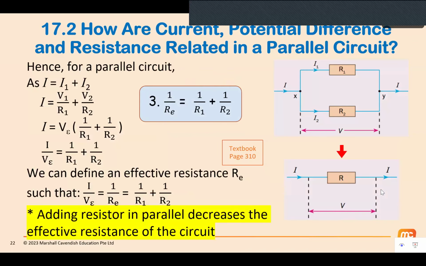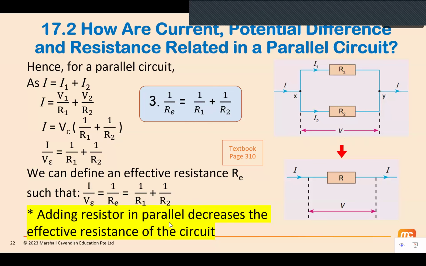And then lastly, how do I calculate? How do I combine these two resistors in parallel together? I will need to take 1 over R equals 1 over R1 plus 1 over R2. Later on we'll show you some examples of that. So just take note, because I'm taking the reciprocal, if I have one more resistor added in parallel, say R3, then my total resistance will be 1 over R equals 1 over R1 plus 1 over R2 plus 1 over R3.